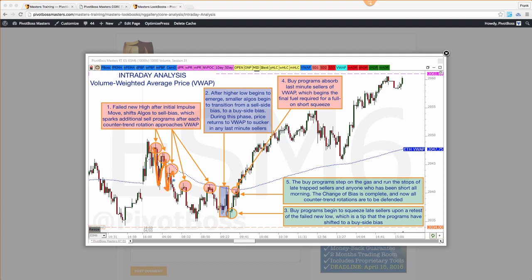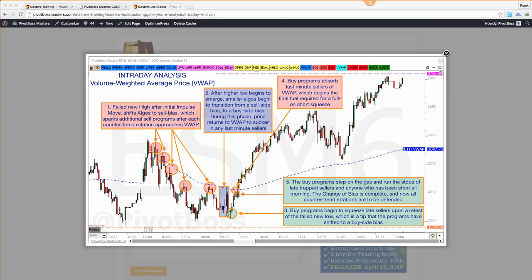Then you let off the pedal, then you step on the gas, then you let off the pedal, then you step off the gas, right? And that's what happens with these algorithms. Now every counter trend rotation is going to be defended at VWAP until there is basically some trigger that changes the bias. And right here, that's the trigger, that little box right there.